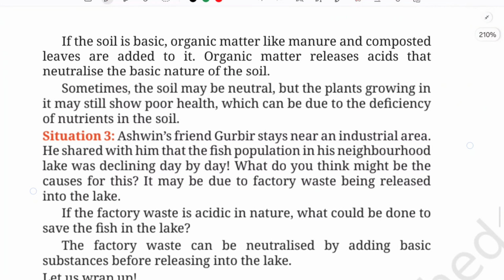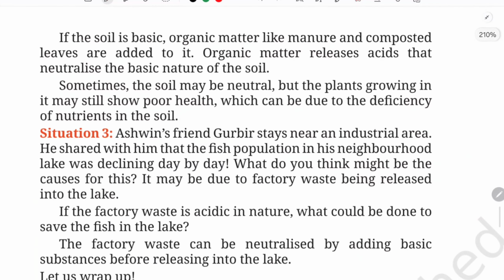See here, more explanation is there. Previously the case was if the soil is acidic, isn't it? Now, if the soil is basic.